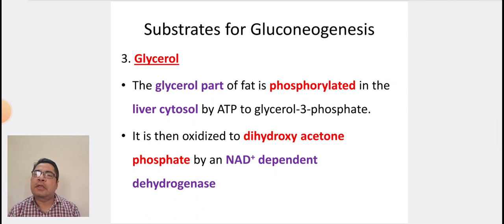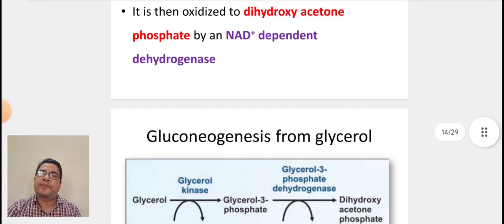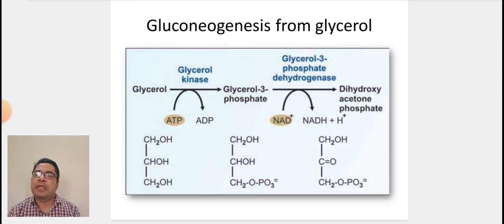Third substrate is glycerol. The glycerol part of fat is phosphorylated in the liver cytosol by ATP to glycerol 3 phosphate. It is then oxidized to dihydroxyacetone phosphate by the NAD dependent dehydrogenase. In this diagram, we can see gluconeogenesis from glycerol. Glycerol is converted into glycerol 3 phosphate with the help of enzyme glycerol kinase. Then this glycerol 3 phosphate is converted into dihydroxyacetone phosphate with the help of enzyme glycerol 3 phosphate dehydrogenase.